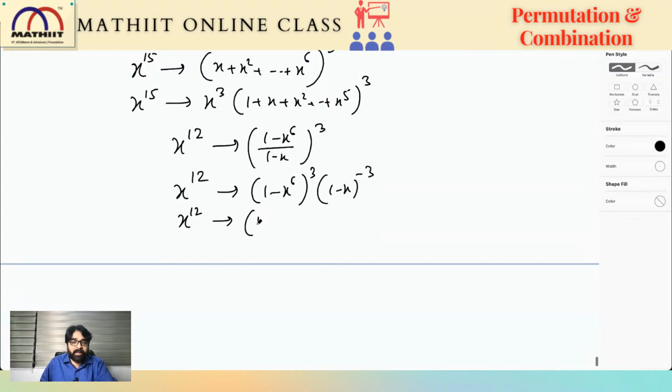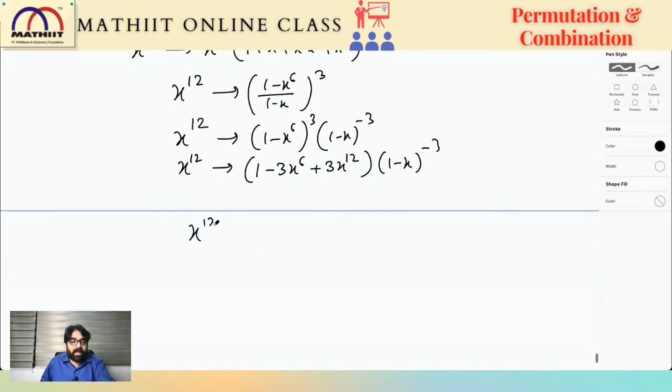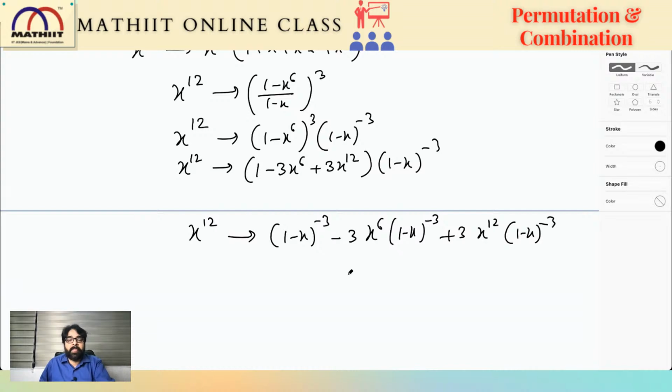So this will be 1 minus 3x power 6 plus 3x power 12. Further, I will not write, because the next term will be x power 18 and we are looking only for 12, so ignore that. Multiplying with (1 minus x) power minus 3, this is x power 12 in (1 minus x) power minus 3, minus 3 into x power 6 into (1 minus x) power minus 3, plus 3 into x power 12 into (1 minus x) power minus 3.